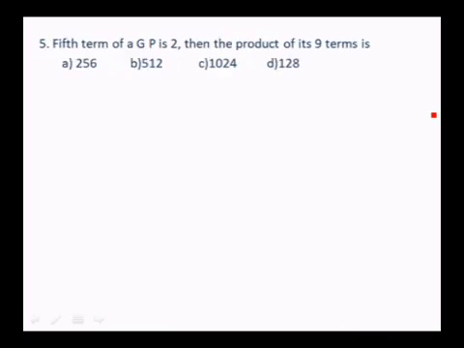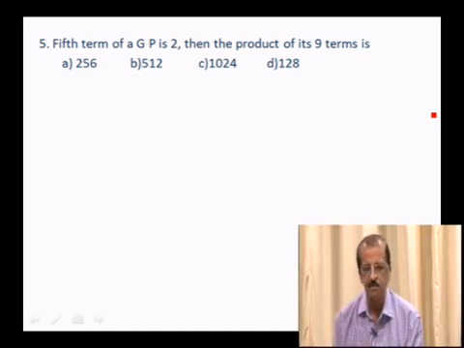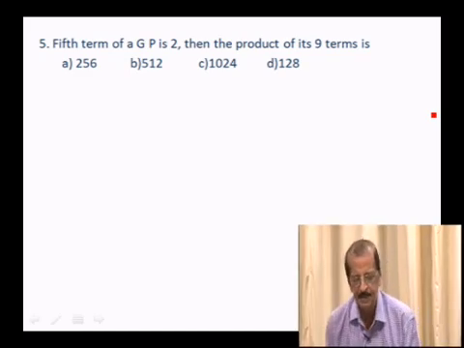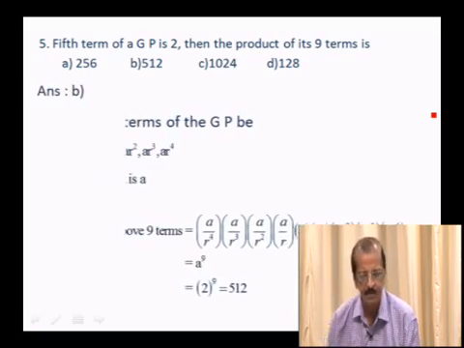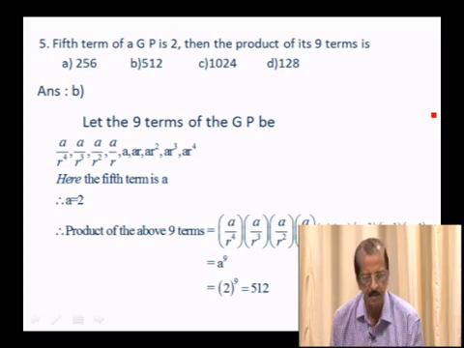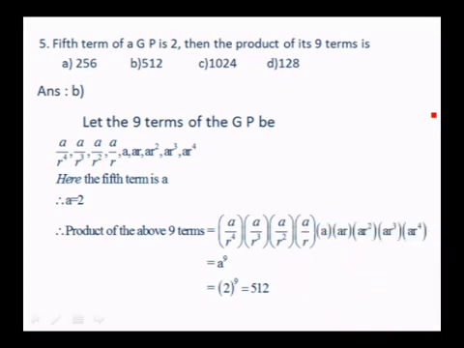The fifth term of a GP is 2, then the product of its 9 terms is. So, here also we take the GP as a by r to the power of 4, a by r cube, a by r square, a by r, a, ar, ar square, ar cube, ar to the power of 4. Because if you multiply all these terms, you get a to the power of 9. So, the product of the above 9 terms is a to the power of 9.